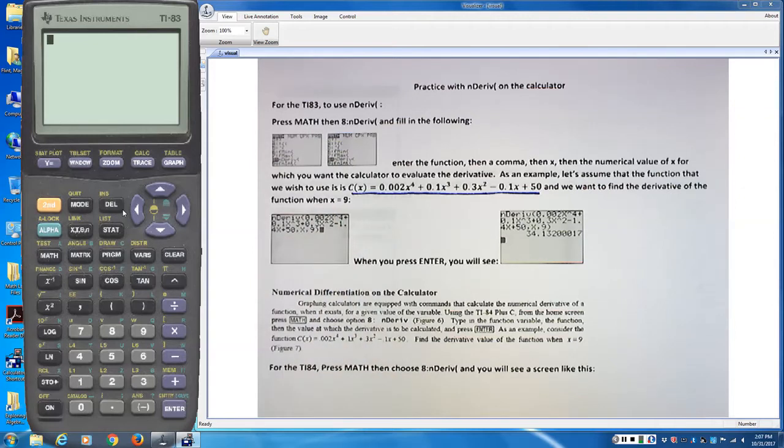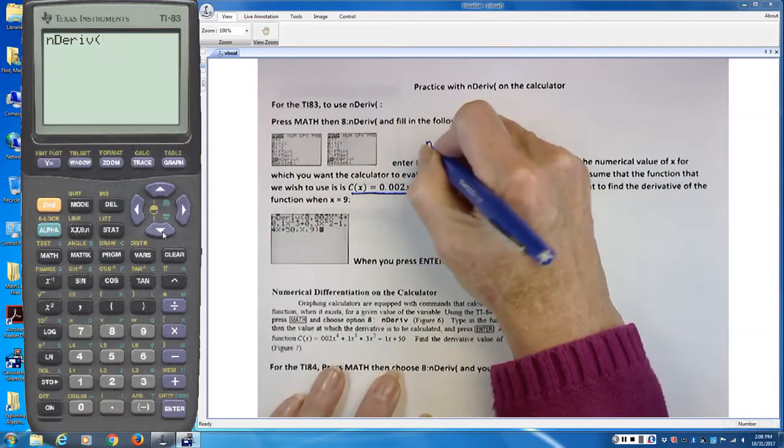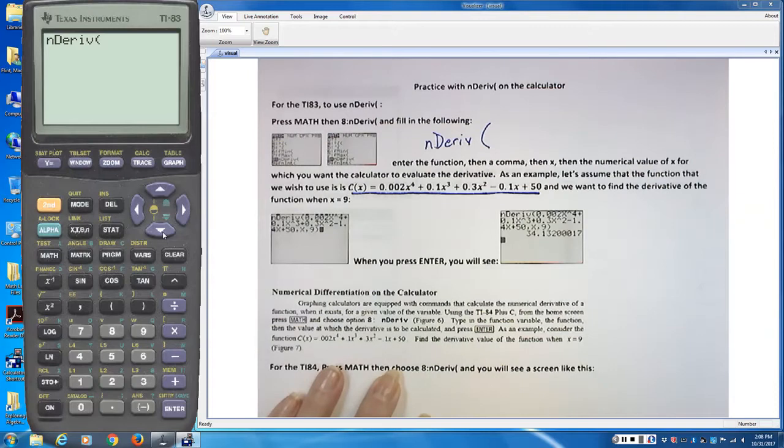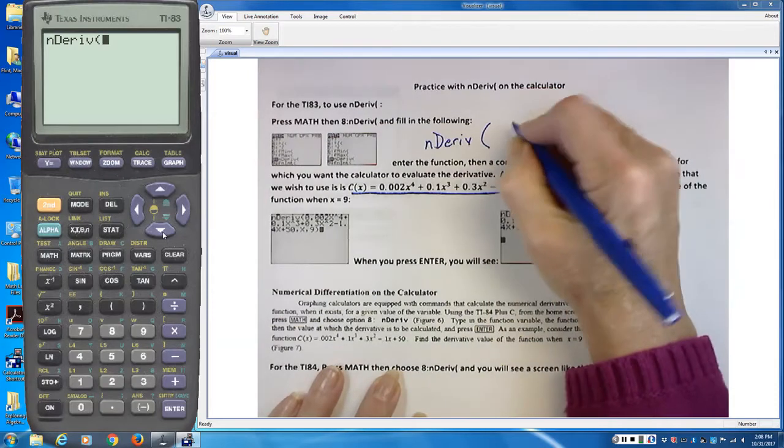So what we're going to do is press the math key and go down to number 8 and select number 8, and if you have the 84, this first step is the same. But with the 83, you have to put in 3 what are called arguments. The first argument is the function.